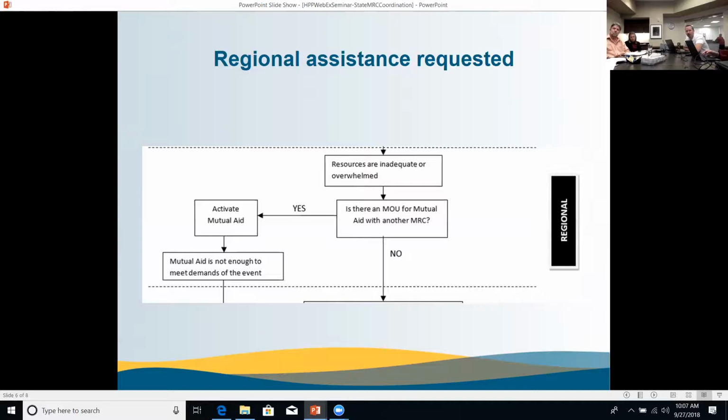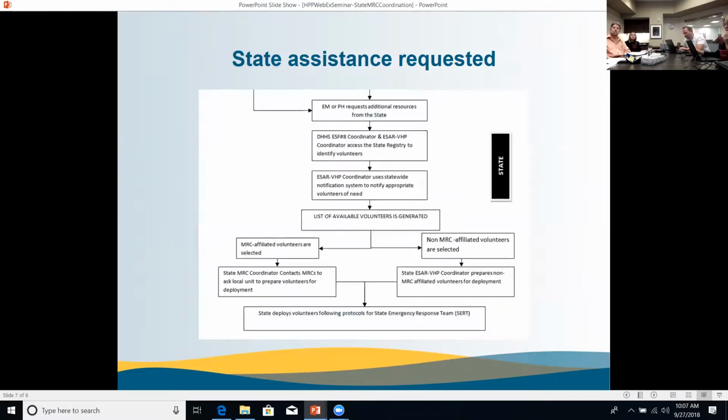So if there's a large incident in, say, the Panhandle and they don't have enough MRC volunteers in the region to assist, they can go outside of their region and request some help from the West Central region or maybe the Roamers region, and that's requesting that regional assistance. We can go one step further and request state assistance.